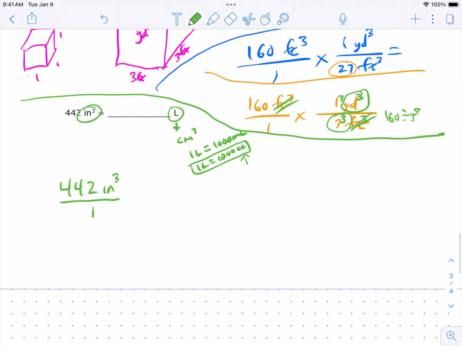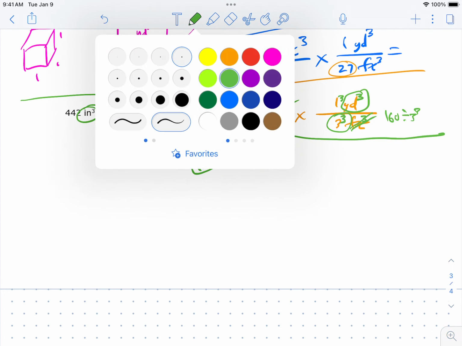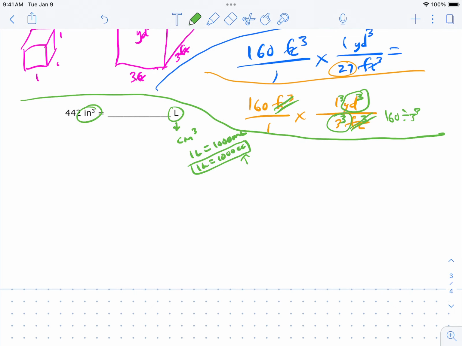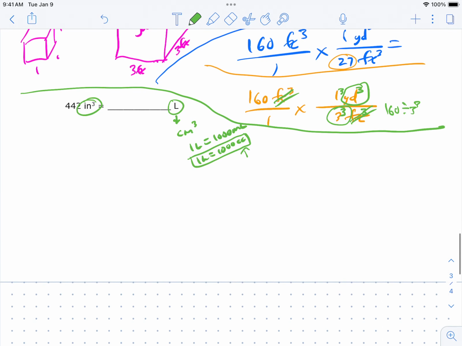So, tell you what, let me move this further down, and let me get a different color going. There's not that many good colors, is there? I'll just stick with green. So anyway, 442 cubic inches. There's our starting point. I would like to somehow get the inches into centimeters. And if you look on that paper, you'll say, well, 1 inch is the same as 2.54 centimeters.